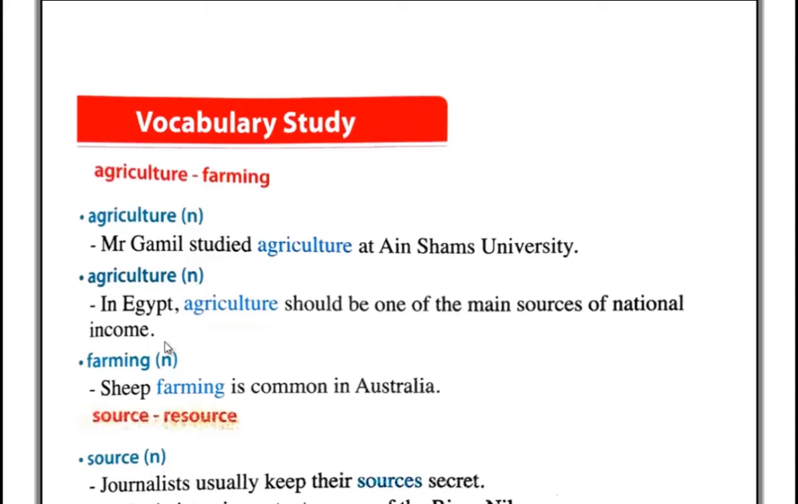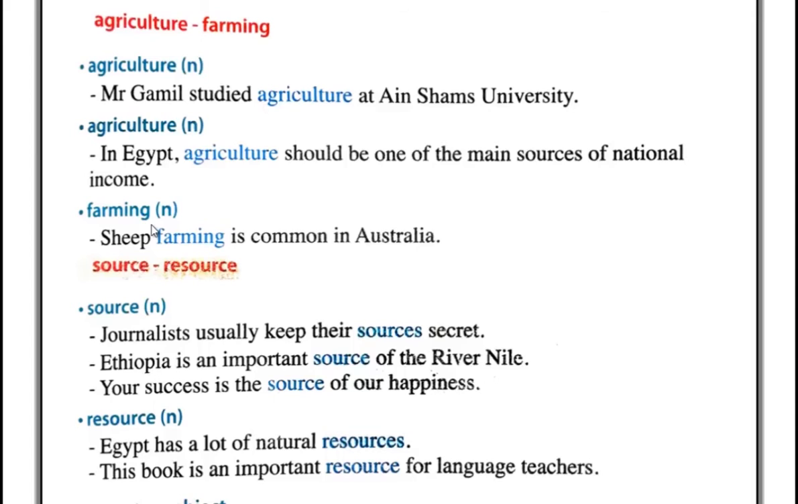As for farming, we can say farming crops. It means farming crops, and it also means raising animals. Raising animals, sheep farming, raising sheep is common in Australia. Okay.